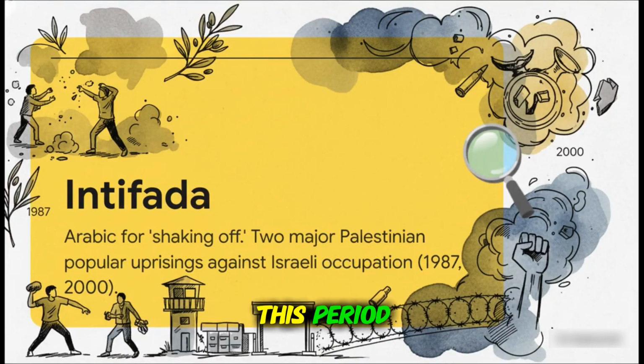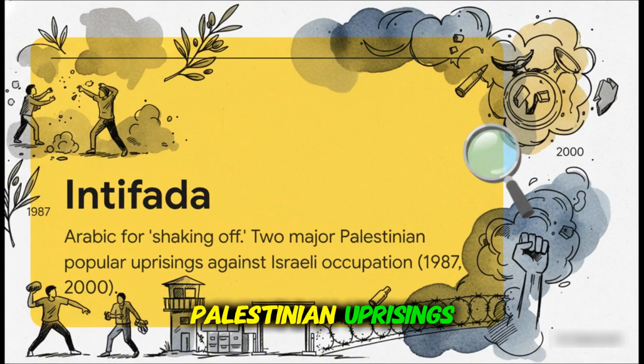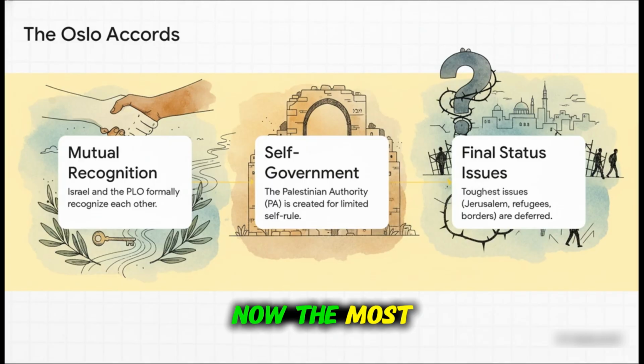To really understand this period, we have to define intifada. The word is Arabic for shaking off, and it describes 2 huge popular Palestinian uprisings. The first intifada started in 1987 and was mostly characterized by civil disobedience and protests. But the second intifada, which started in 2000, was a much more violent conflict. Now, the most significant diplomatic effort of this whole era was the Oslo Accords in the 1990s.